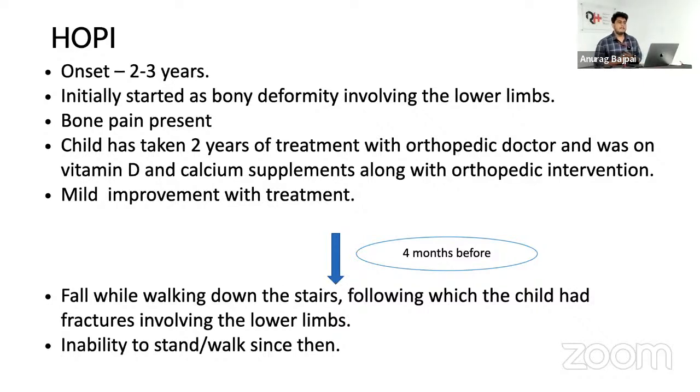So now you have to look at, one is of course refractory rickets. Yes, sir. In refractory rickets, we know chronic kidney disease is number one, hypophosphatemic rickets number two, proximal RTA number three, and VDDR number four.